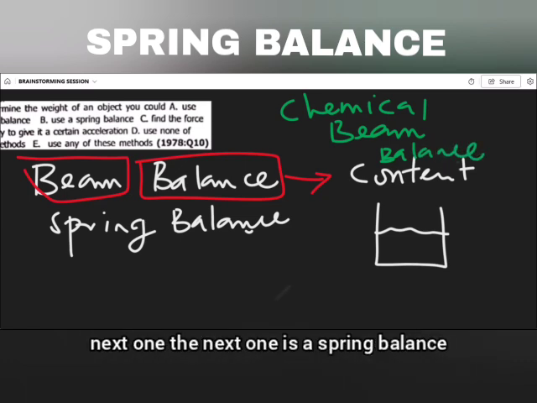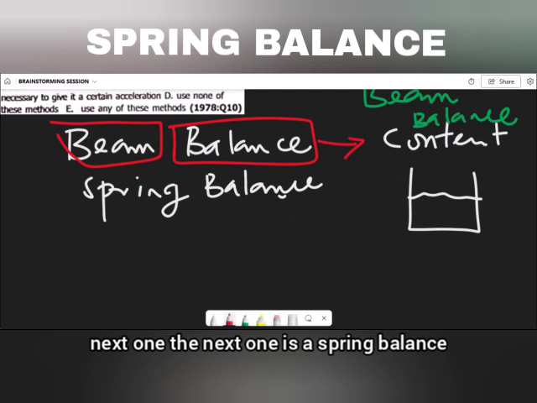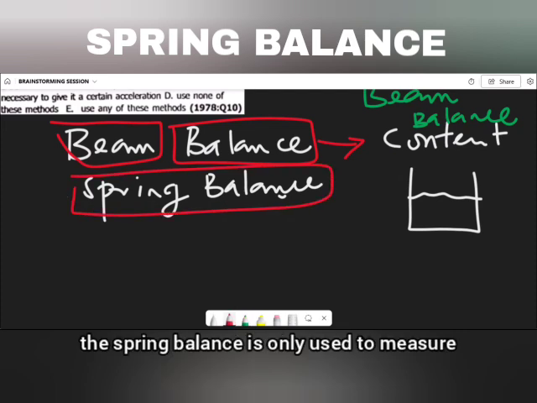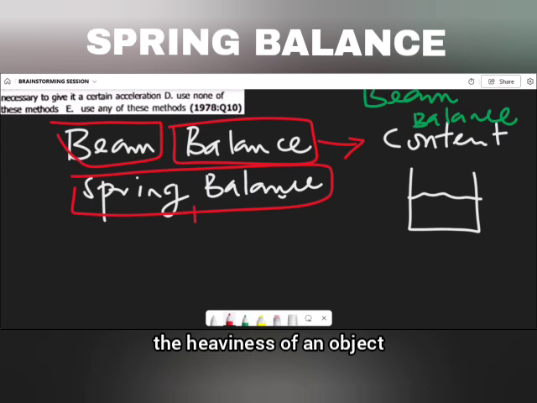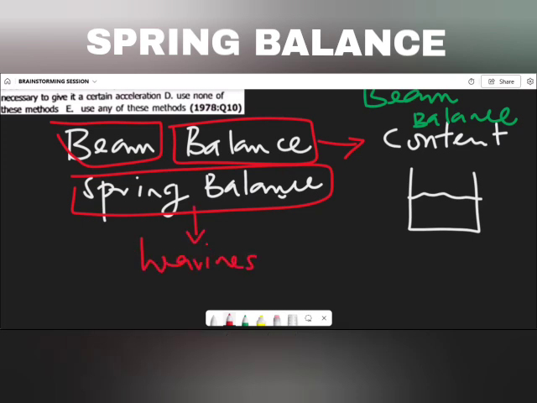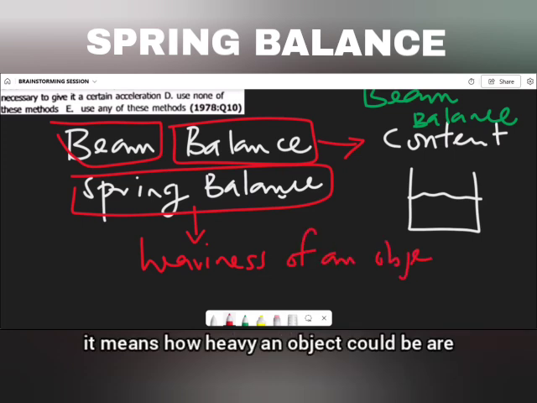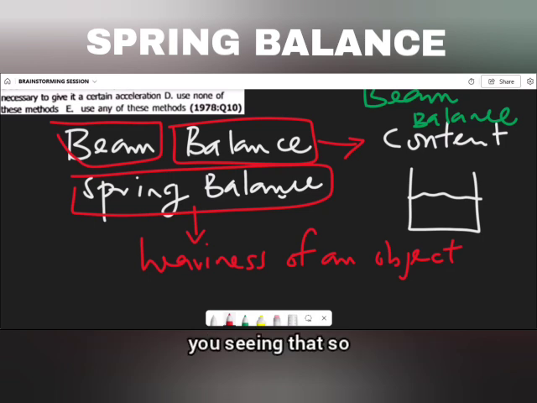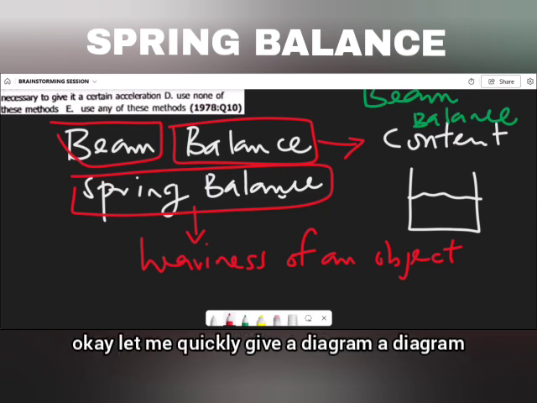Now let's move on to the next one. The next one is a spring balance. The spring balance is only used to measure the heaviness of an object. It means how heavy an object could be. Are you seeing that? So that's just it. I'd love to give a diagram. Okay, let me quickly give a diagram.